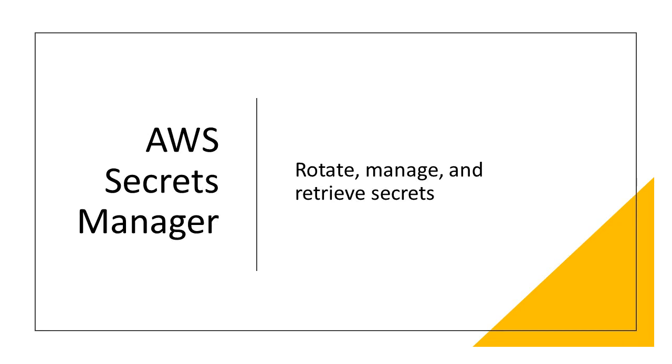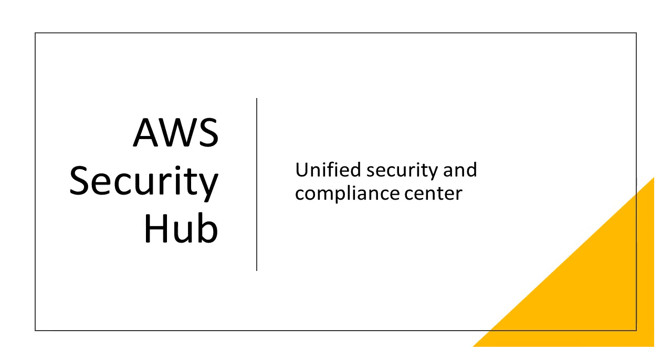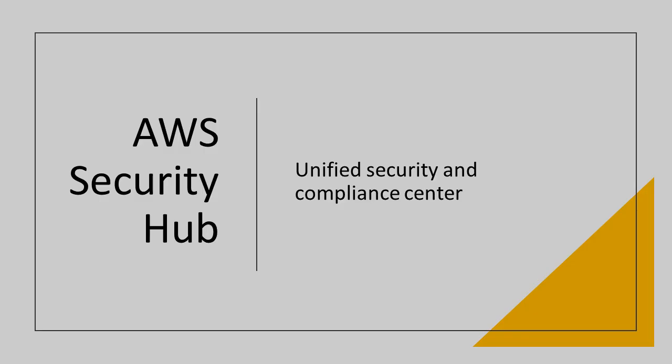AWS Secrets Manager. AWS Secrets Manager helps you protect secrets needed to access your applications, services, and IT resources. This service enables you to easily rotate, manage, and retrieve database credentials, API keys, and other secrets throughout their lifecycle. AWS Security Hub Service. AWS Security Hub is a cloud security posture management service that automates best practice checks, aggregates alerts, and supports automated remediation.